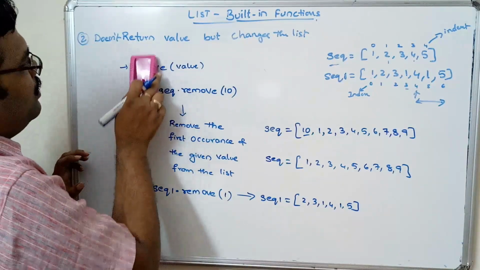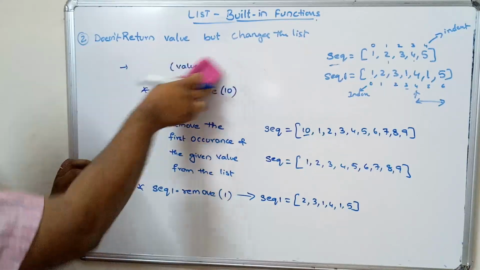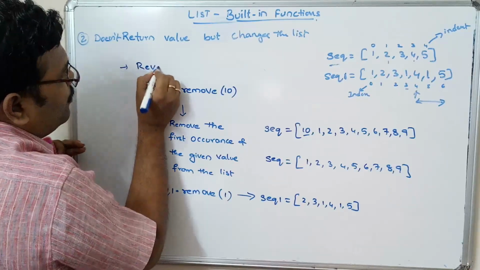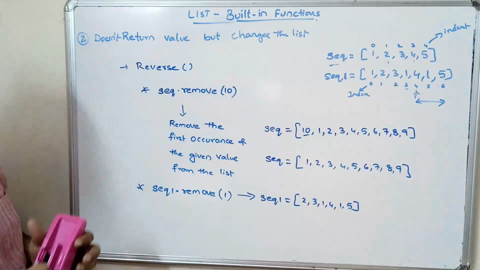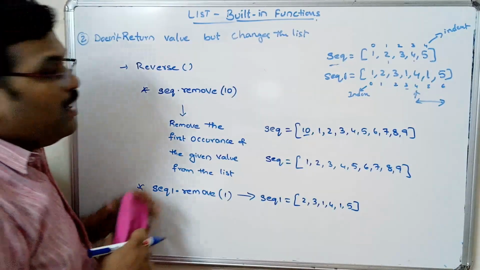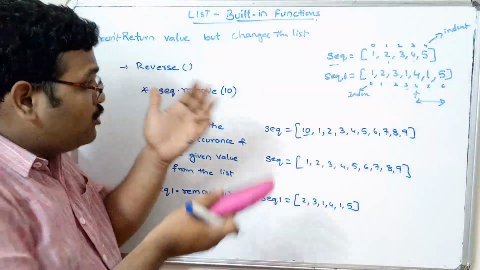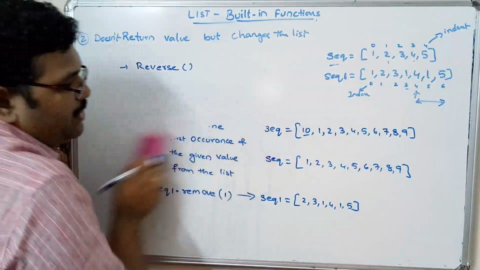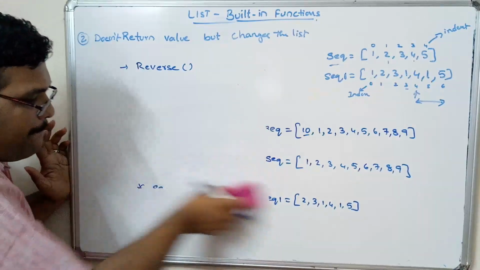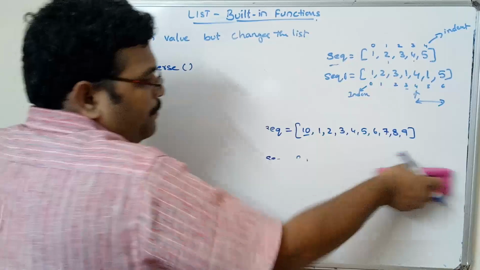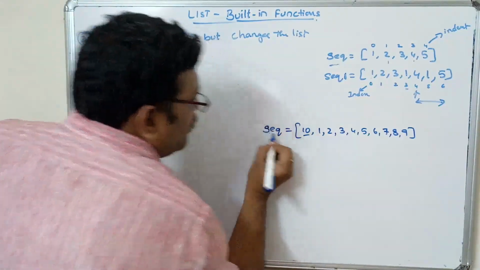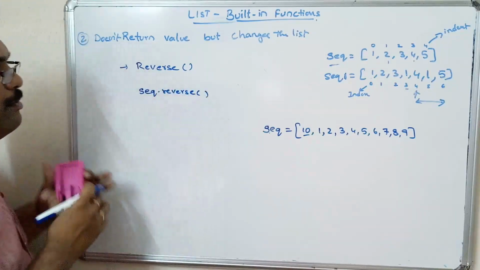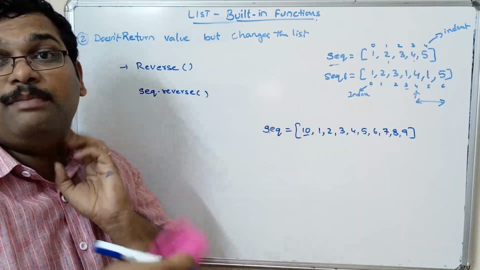Next, coming to the next one. Reverse function. So automatically the values of the given list will be saved in a reverse order. So let us take an example. See, let us take a sequence. Sequence dot reverse. Here there will be no argument. So just a reverse function will reverse all the elements in the list.